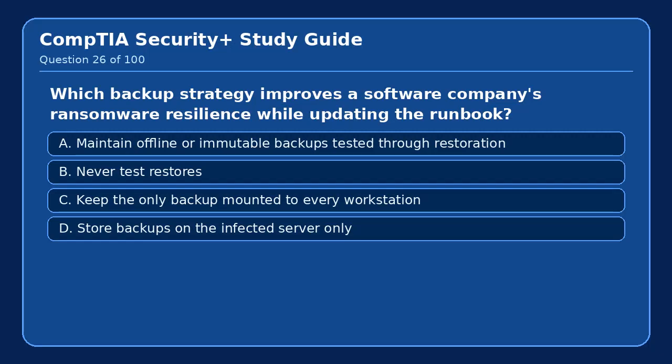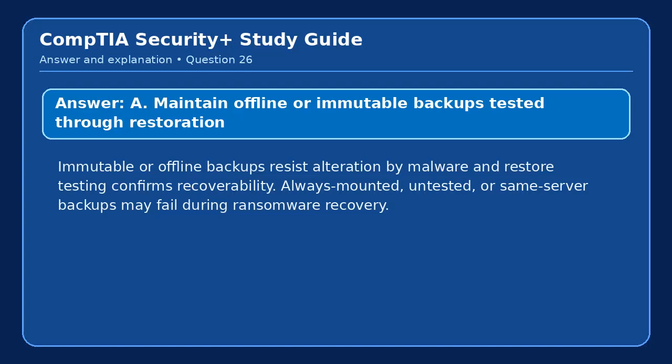Question 27. If a call center can lose at most 15 minutes of data, which metric is being defined for the next maintenance window? A. Mean time between failures. B. Recovery point objective. C. Mean time to repair. D. Annualized rate of occurrence. Take a moment to choose your answer.